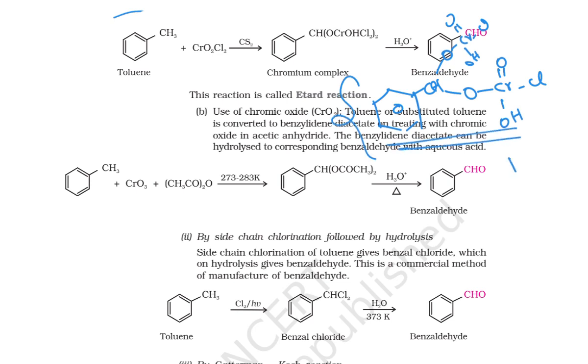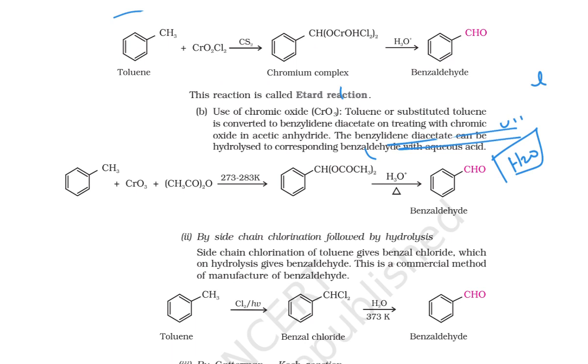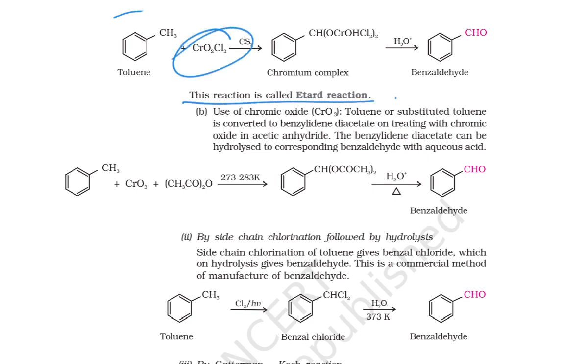This, on hydrolysis, if I am adding H2O, so O will come here, hydrogen will come here, hydrogen will come here. This is the breakage. Like this happens, then only there is a formation of benzaldehyde. Clear? Right. So this is the Etard reaction when we use chromyl chloride.